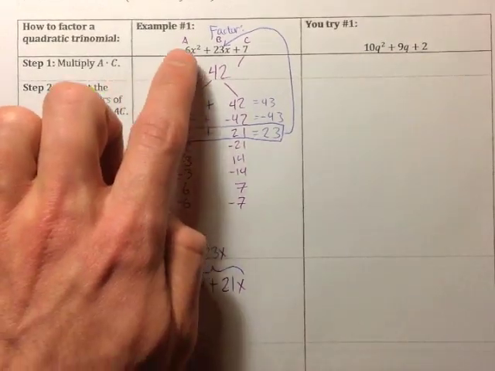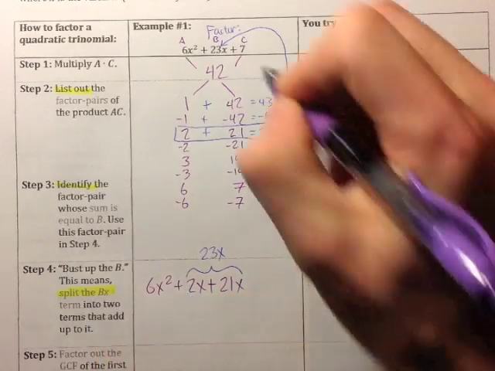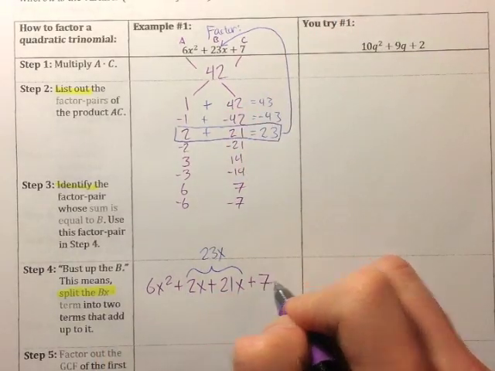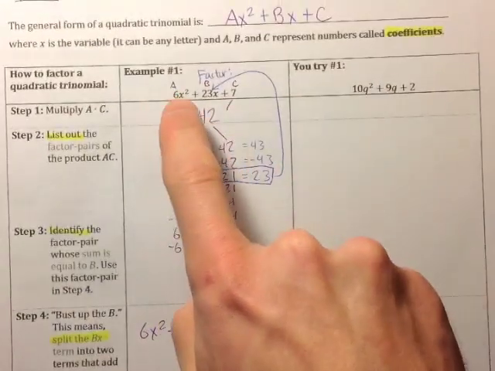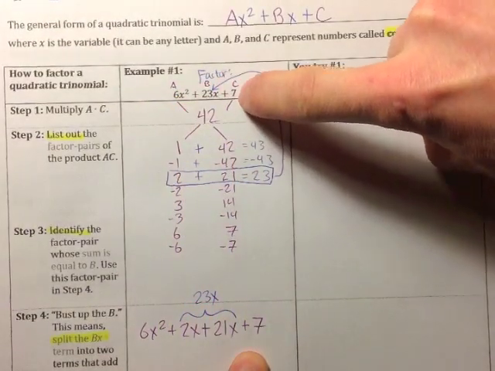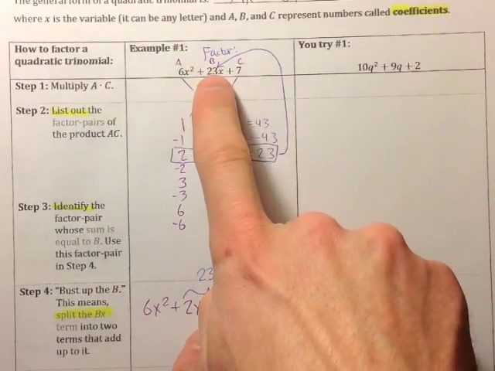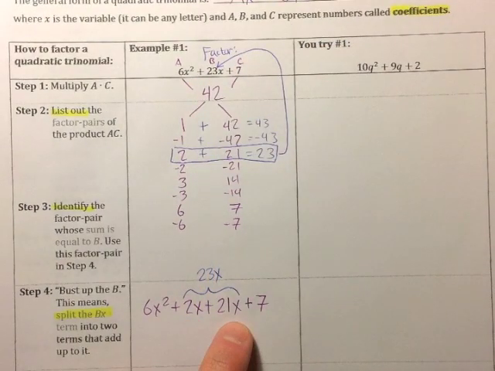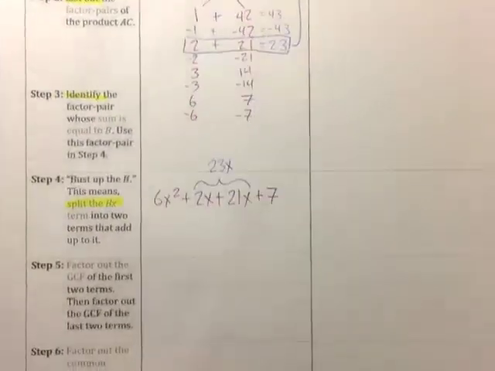We're going to keep the 6x squared out front, and we're going to keep the 7 out back. Okay? So all I did here was write the original quadratic trinomial, except I split 23x into 2x plus 21x. That's all I did. Now, let's look at step 5.